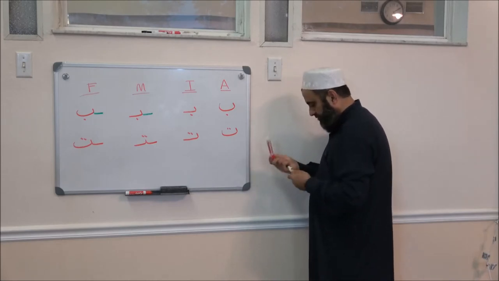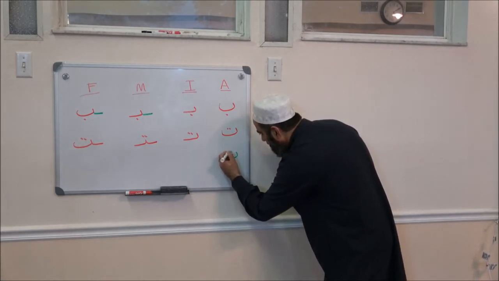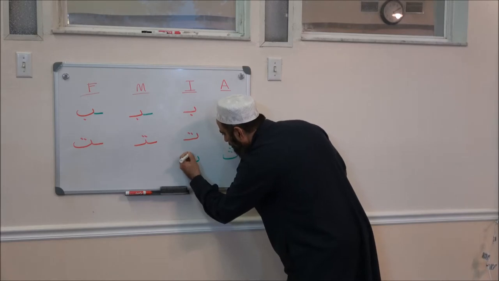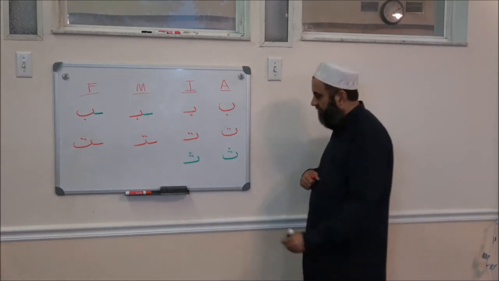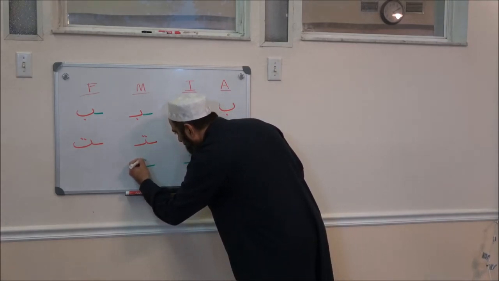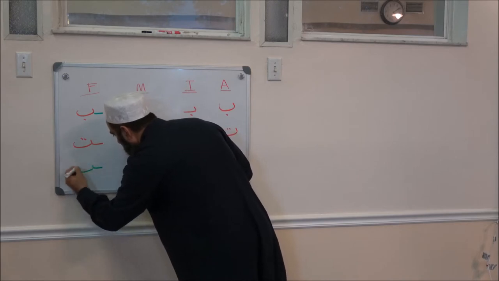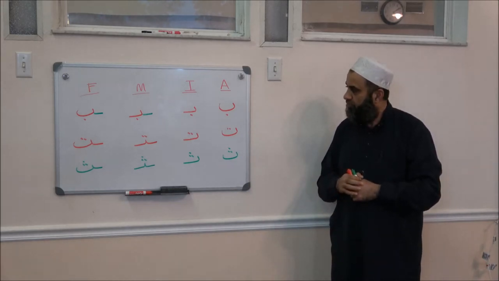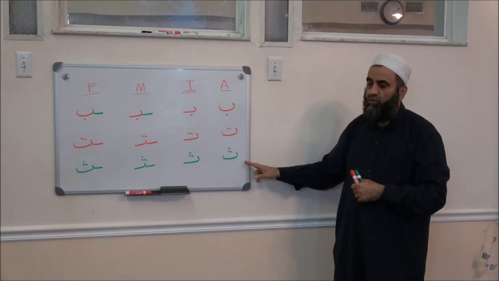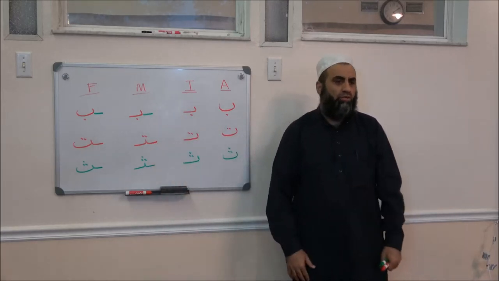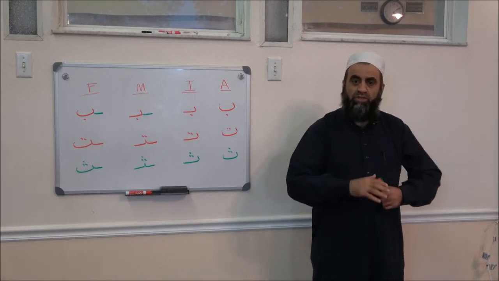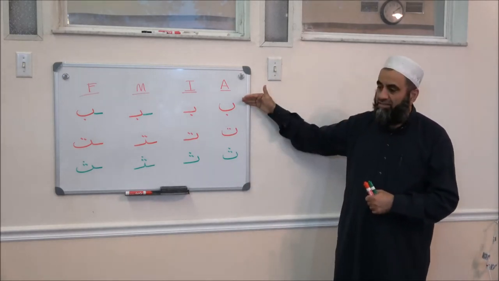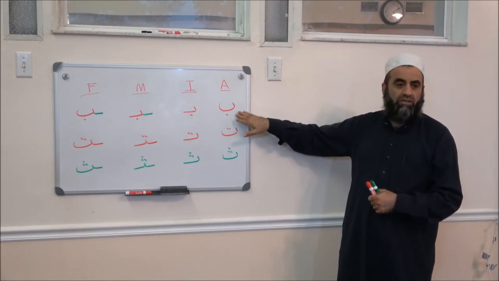Let's take the third letter. Standalone tha, initial tha, middle tha, and final tha. These are twin sisters, which means that they look almost identical. The only difference is, again, quantity and position of the dots on the letters. Ba, ta, tha. Let us try some examples in Arabic.